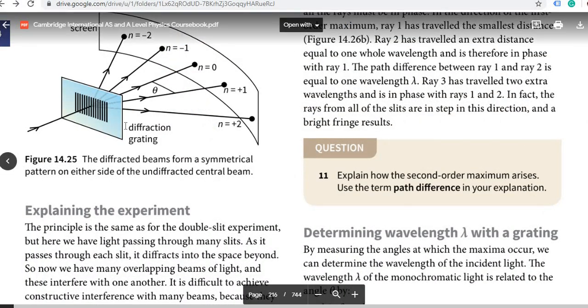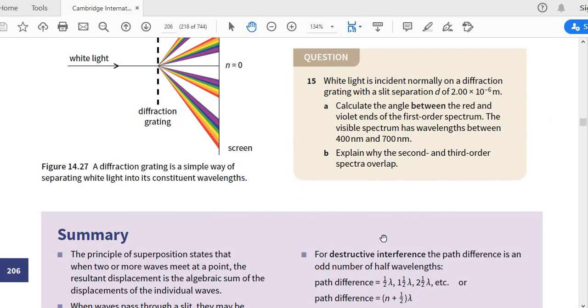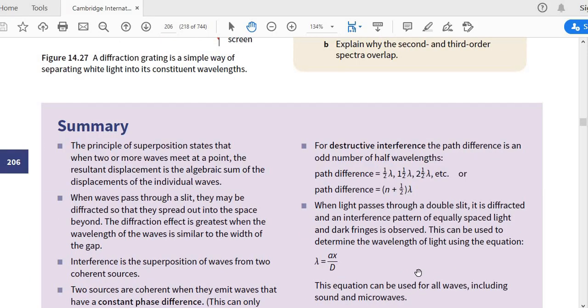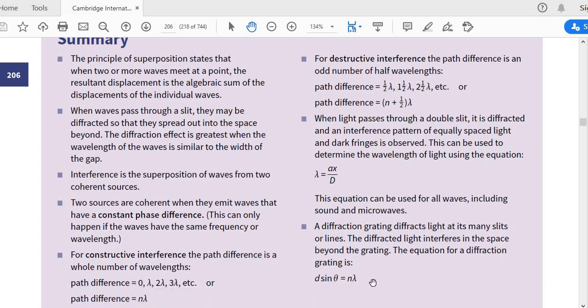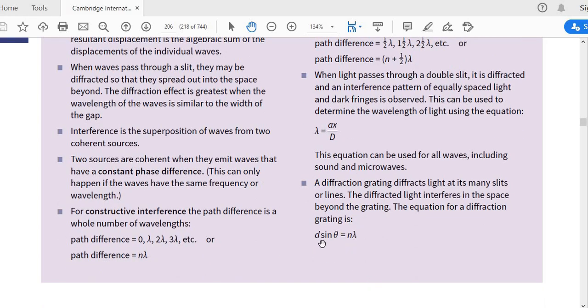It has many slits like this. So at each slit diffraction occurs, and on the other side you get interference. A diffraction grating diffracts light at its many slits or lines. The diffracted light interferes in the space beyond the grating. The equation for a diffraction grating is n lambda equals d sine theta. And I told you about each of these, so very important.